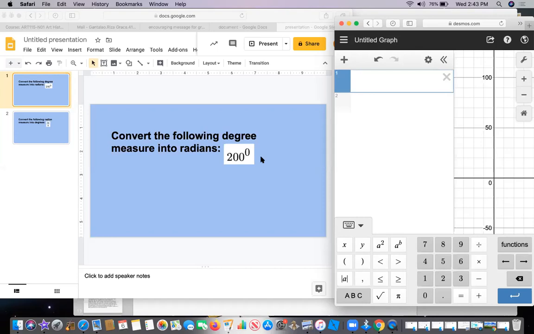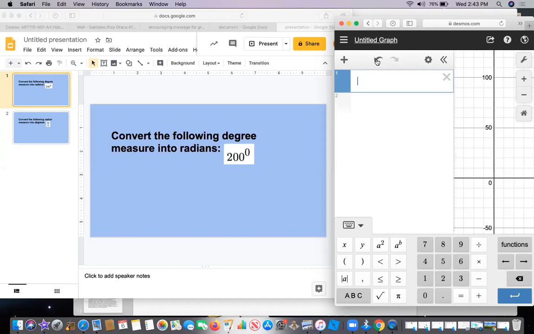Now, in solving this problem, we have the idea of what is the meaning of degree and what is the meaning of radians. When you see degree, the whole circle is divided into 360; radians is 2 pi. Now, in solving this problem, we need to use ratio and proportion. We're going to get the ratio of the part over the whole in terms of degree and the part over the whole in terms of radian.